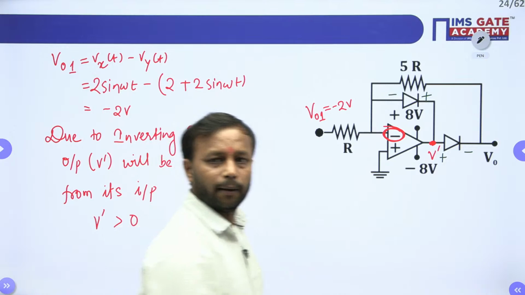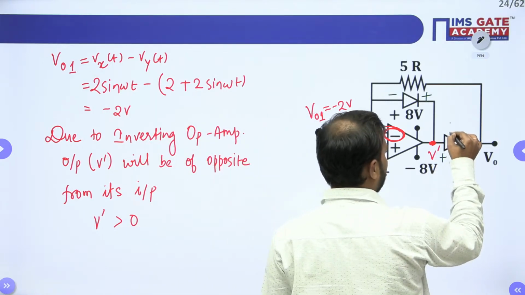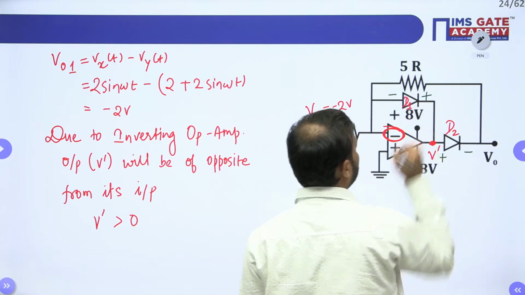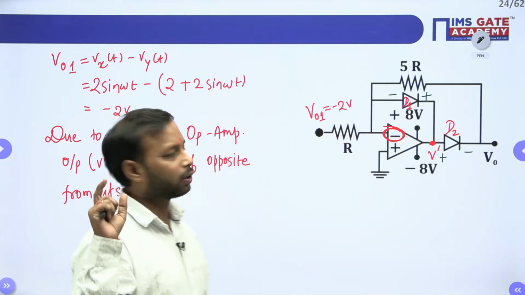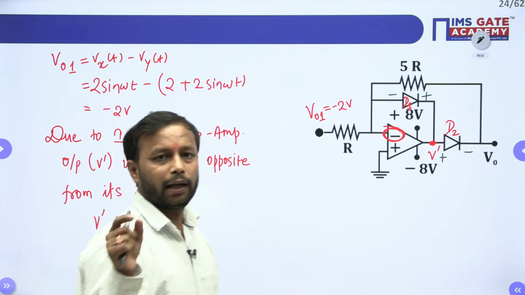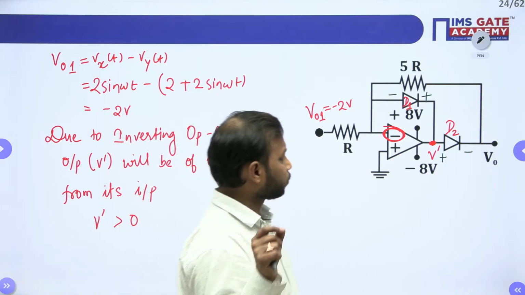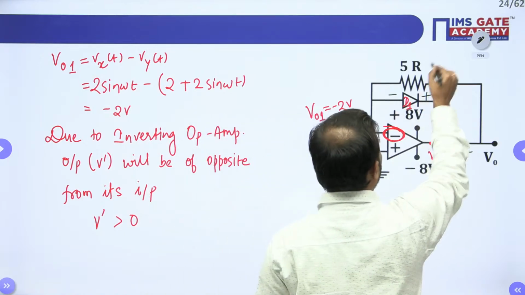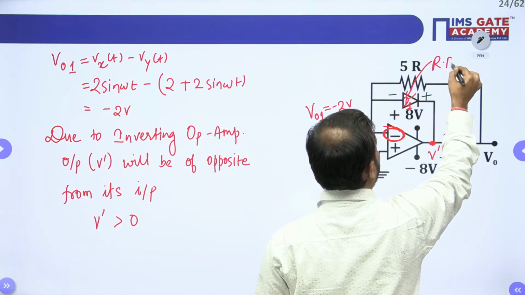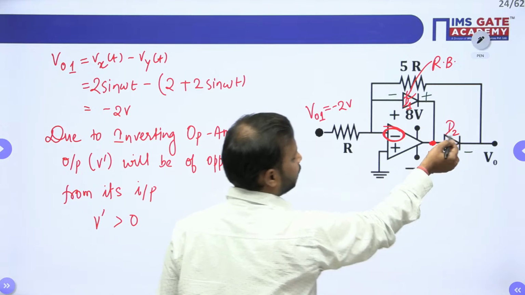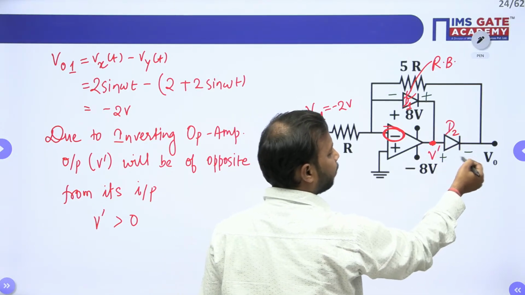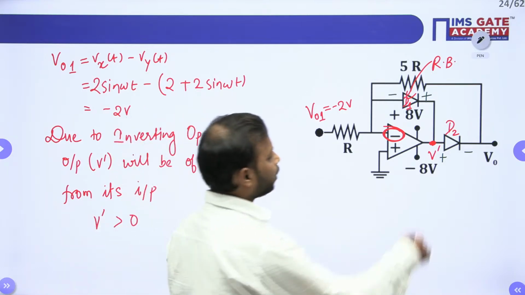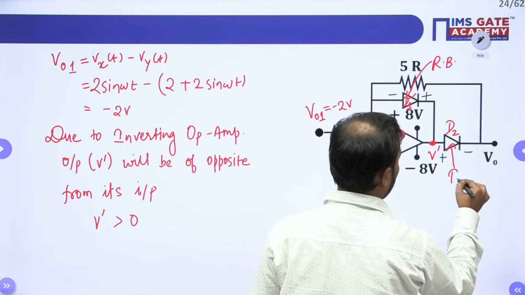Now if you see, let us take this as diode D2 and this is diode D1. The symbol for diode 1 is opposite to the polarity. This means that this diode is reverse biased. And diode D2 has the same polarity as the symbol we have. This means that this is forward biased.